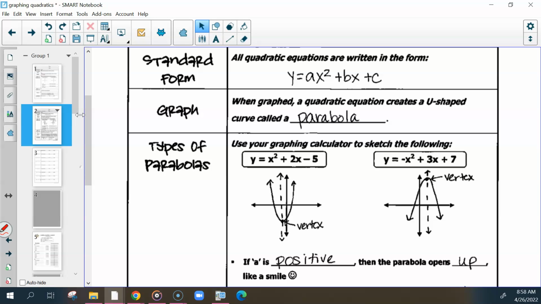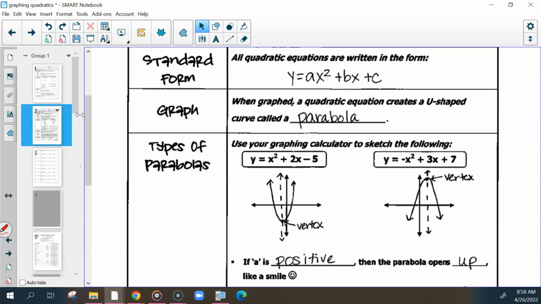All quadratic equations are written in this format, either with a y or with f of x. They're both the same thing. But where we have some ax squared plus bx plus c. So that should look familiar from all of our factoring stuff. With trinomials, anytime we factored a trinomial where the first term was squared, that was a quadratic. Anytime we had something that was squared regardless, that was a quadratic.